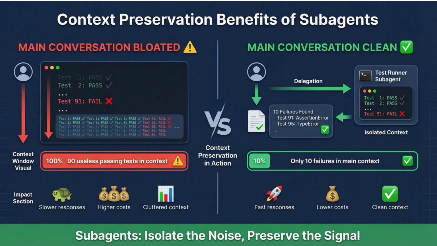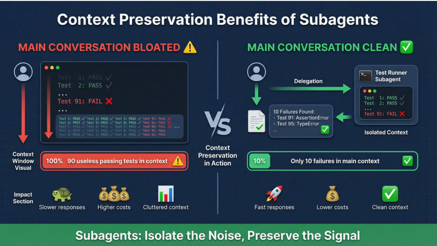Context is your most precious resource when working with AI coding assistants. Claude Code has a large context window, but it's not unlimited. And every token you fill with irrelevant information makes your session slower and more expensive. When you run operations that produce verbose output, you face a choice. You can run them in your main conversation where all that output stays in your context, or you can isolate the work in a subagent where only a summary returns to you. The difference is massive. Let's make this concrete with a test suite example.